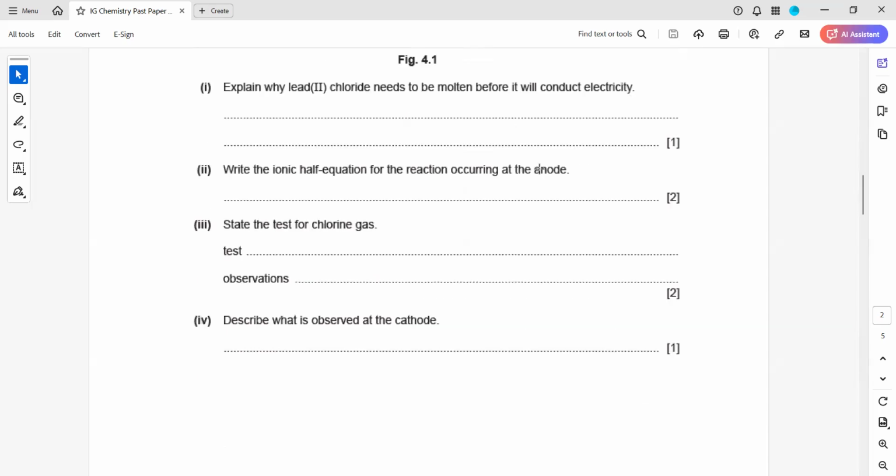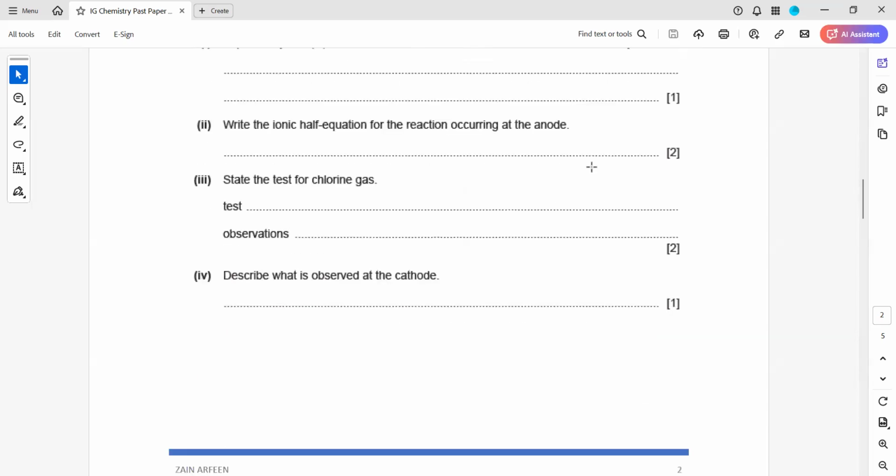Next is write an ionic half equation for the reaction at the anode. So what are the ions present?